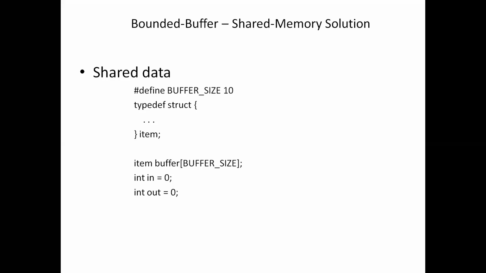One is in, the other one is out. These two are logical pointers. The variable in points to the next free position in the buffer, and out points to the first full position in the buffer. The buffer is empty when in is equal to out. And the buffer is full when (in plus 1) mod buffer size is equal to out. We'll discuss that in detail.